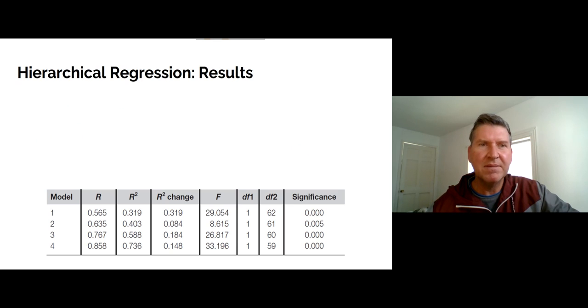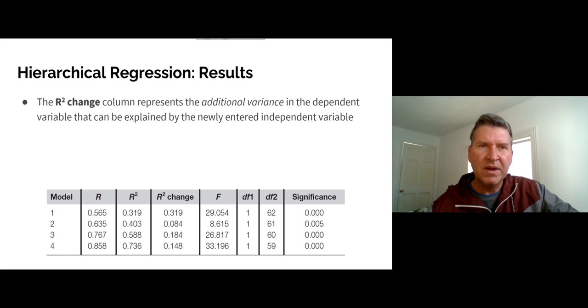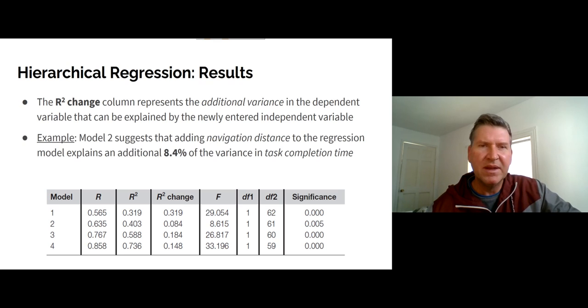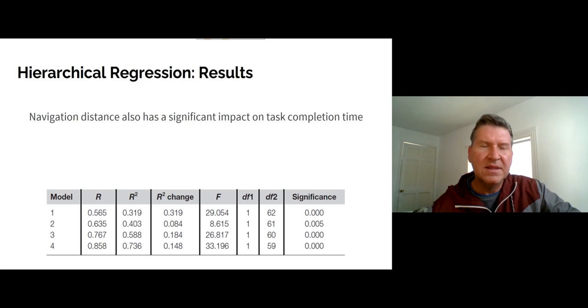Now, if we go to the second model, the R-squared change represents the additional variance. So we can see here, as I explained earlier, that model 2, by adding navigation distance, explains another 8.4% of the variance. It's still significant. It just doesn't explain as much of the variance in the model. So what we would say is that navigation distance also has a significant impact on the completion time. And you can see here we have one less degree of freedom on our second model, but it's still significant. And we could go on with the third model and find it significant, and the fourth one as well.